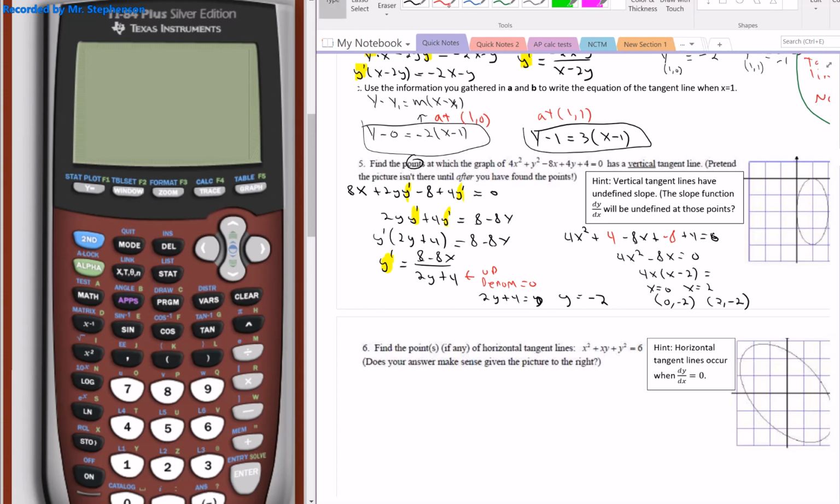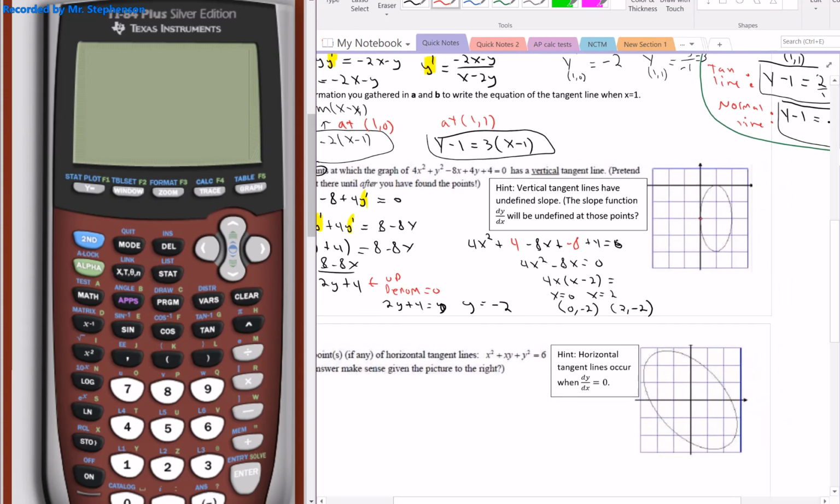So let's now look at our graph now that we've done all that. (0, negative 2) is here. (2, negative 2) is here. Look what happens if you draw those tangent lines. They are straight up and down on that function. Undefined slopes, right? Straight up and down.